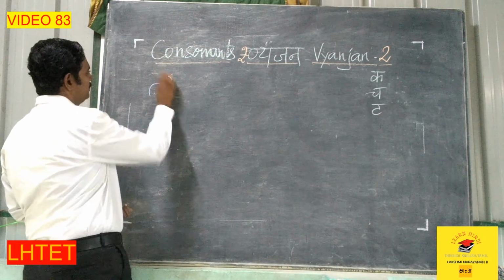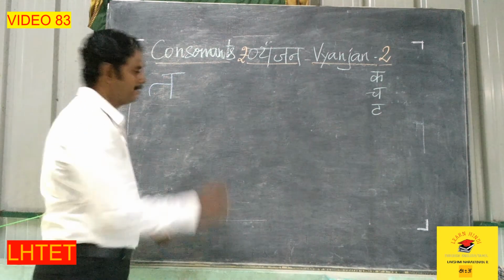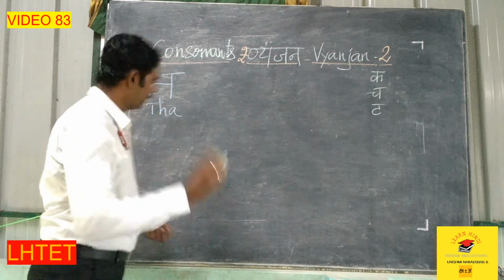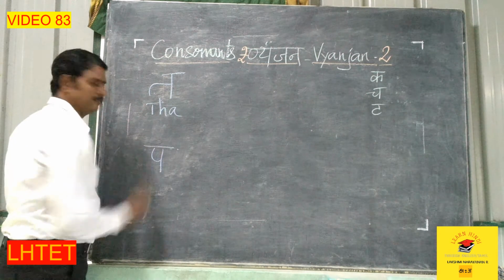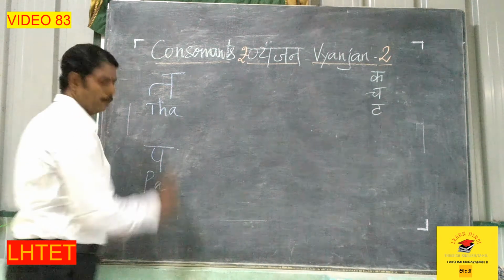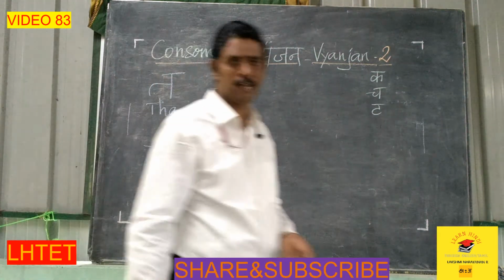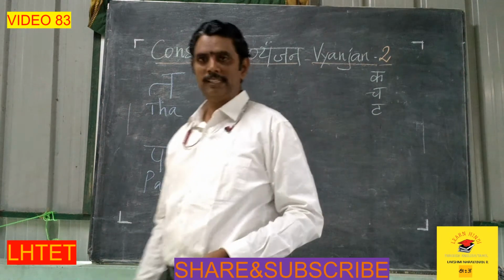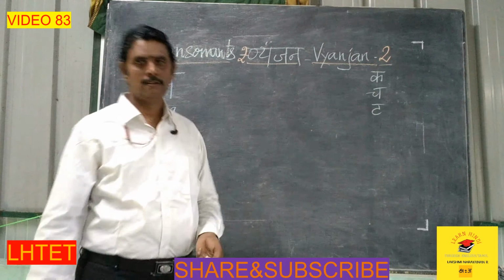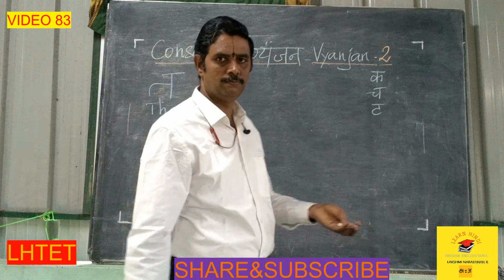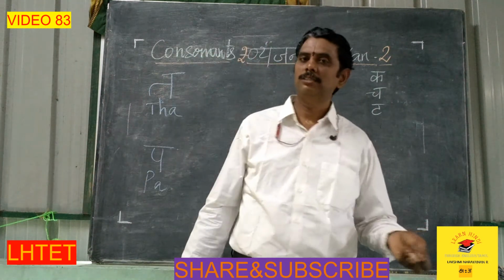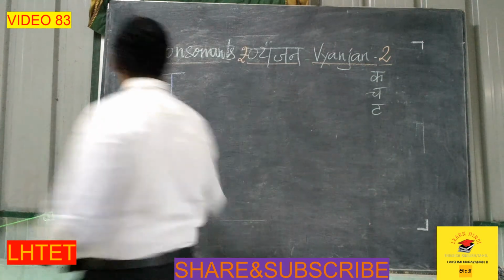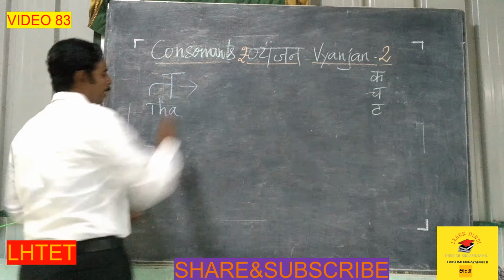See, this is ta. We say this ta, T-H-A, tha. The next one I am going to teach is pa. Pa varga. Varga is group, nothing more. Like if I say section, 6th standard A section, like that. Okay, we are going to have this today.